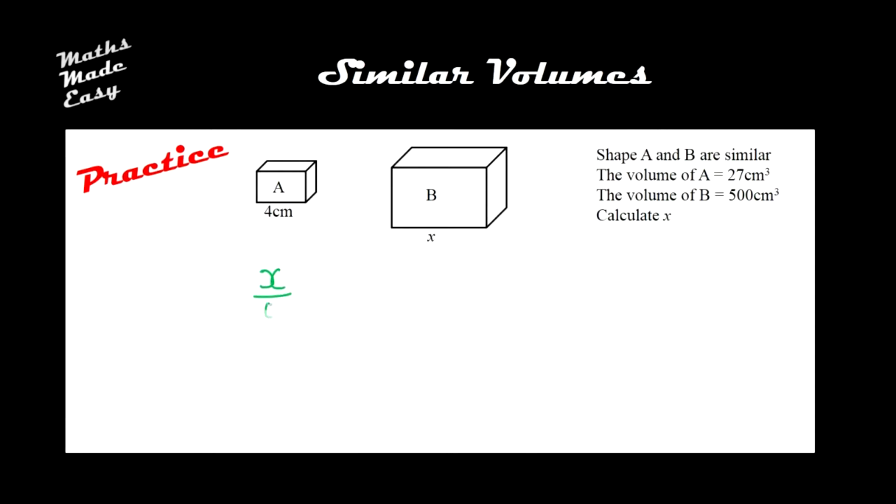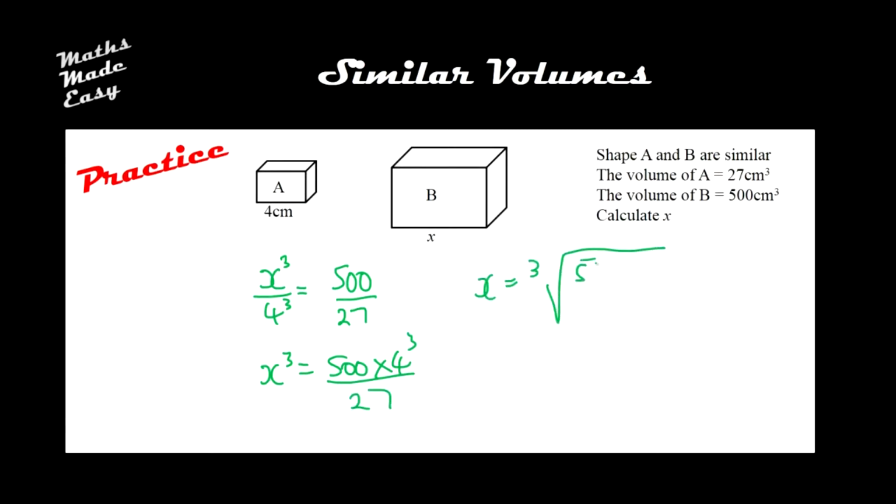So we have x over 4 equals, so that's our big length divided by our small length. So we want our big volume, 500, divided by our small volume, 27. The cubes go on the length scale factors, and then we rearrange. X cubed equals 500 multiplied by 4 cubed divided by 27. X would equal the cube root of 500 multiplied by 4 cubed divided by 27.